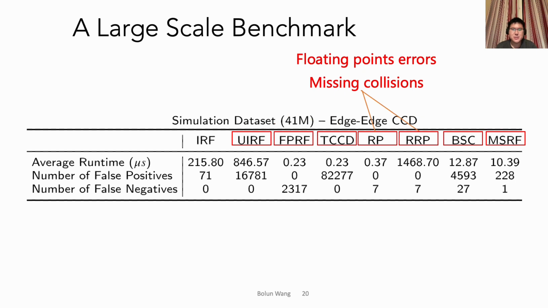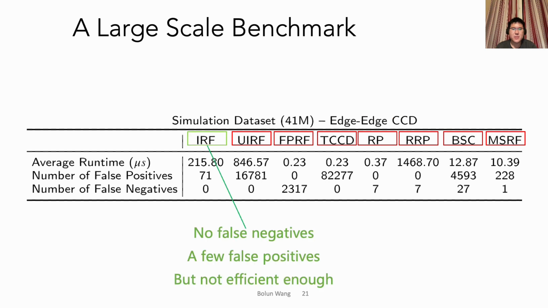And the two methods, RP and RRP, which use multivariate formulation, also miss collisions because they failed in checking if the origin is contained in the codomain. Among these methods, bisection interval root finding, IRF for short, is the only one that reports no false negatives and only a few false positives. But this method is not efficient enough.